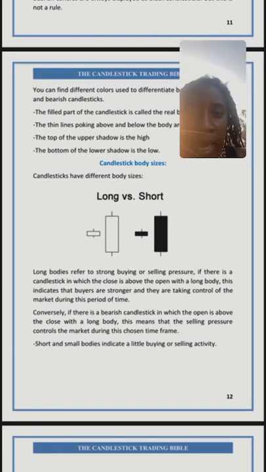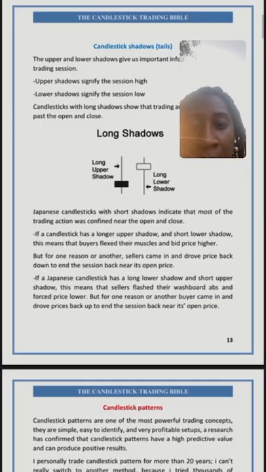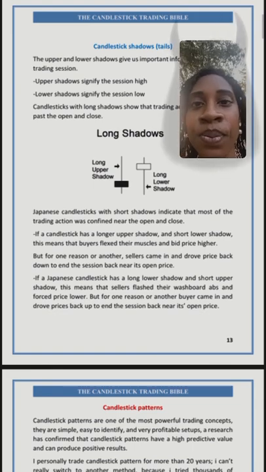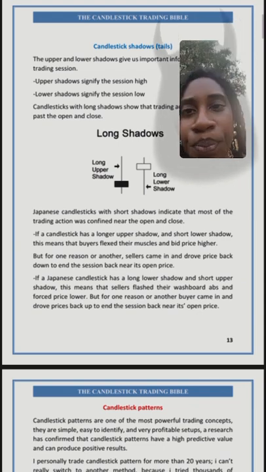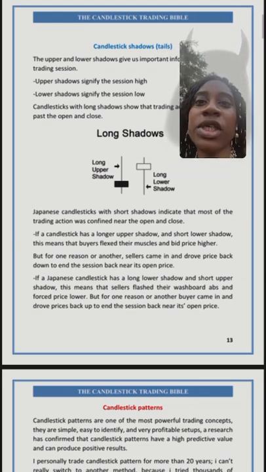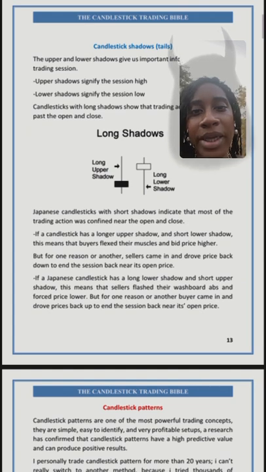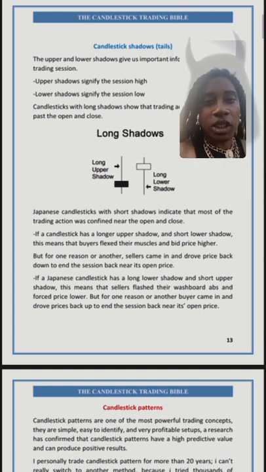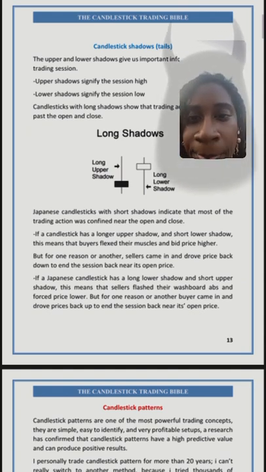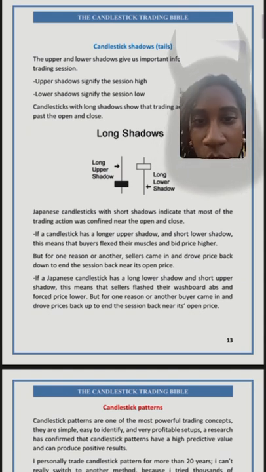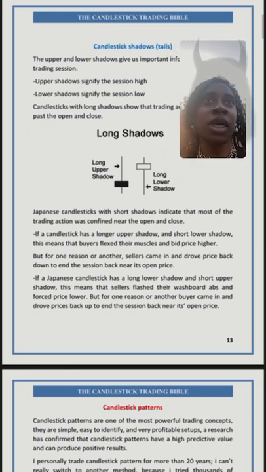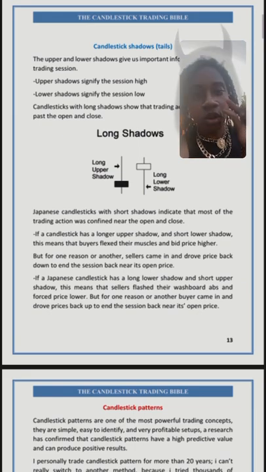All right, let's get to this one. So we have long shadows. A shadow is the tail. An upper shadow means it's higher than where the price opened or closed, and a lower shadow means the price is lower than where the price opened or closed. Candlesticks with short shadows show that most of the trading action was near the open and close. That means most of the action stayed right there close to the open and close.